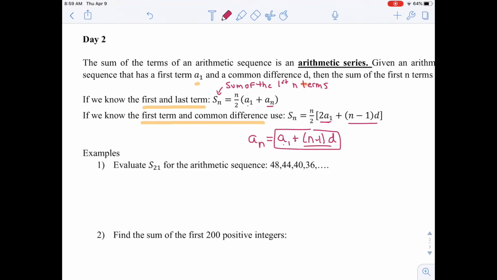So again, we're summing up a sequence. That is what an arithmetic series is. Okay? But again, the key, if it's arithmetic, we have to have that common difference.